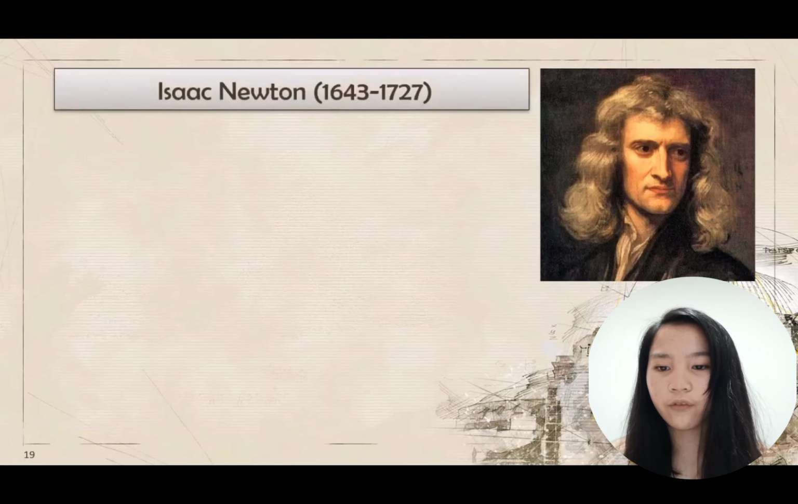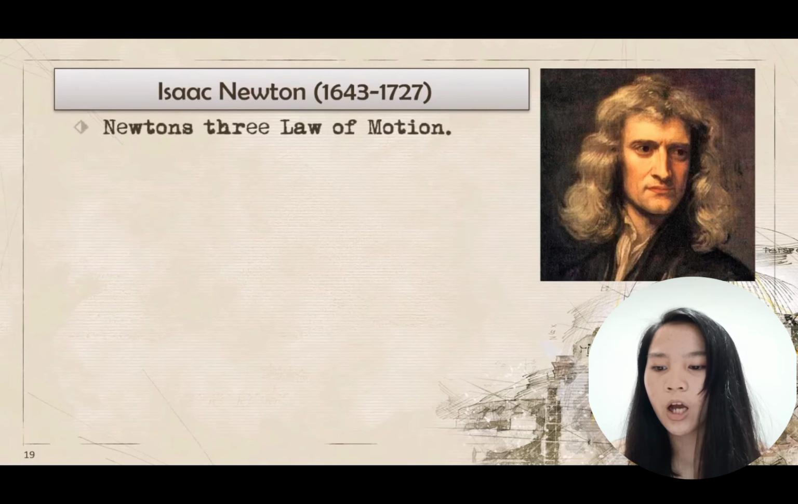Another famous physicist is Isaac Newton. Mr. Isaac Newton discovered the three laws of motion, and then he also discovered the gravitational force, as well as the calculus. He is one of the greatest mathematicians and physicists of all time in modern physics, which is why he is considered one of the greatest mathematicians and physicists.